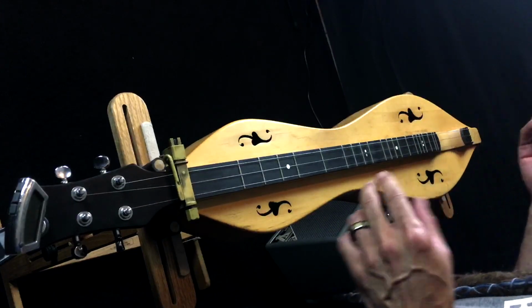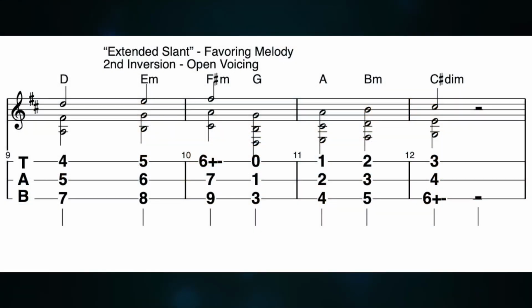Now we're going to go on to the extended slant, and the extended slant, once again favoring the melody string. This is a second inversion, but it is a second inversion with an open voicing. That means that we do have the fifth on the bottom, but we've stretched out the range so that we are covering more than an octave. And this is a pretty powerful chord. It really shouldn't work that great. Why? Because the root of the chord is the highest note in the chord. But because it's an open voicing, it actually sounds pretty good.